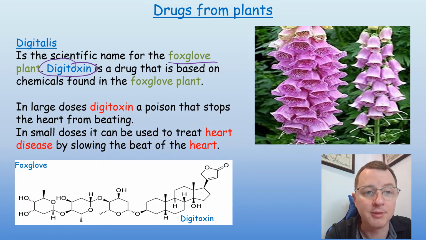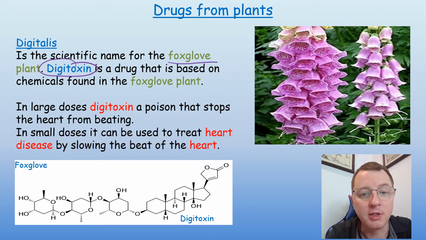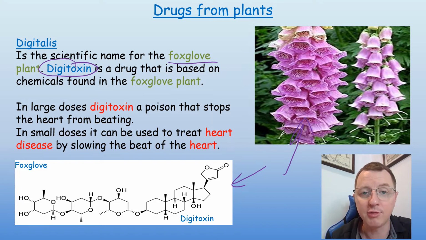Another example of medicines that are derived from plants is the medicine Digitoxin, which comes from the foxglove plant. Now in large doses, Digitoxin is a poison that will stop your heart beating. But in small doses, Digitoxin can be used to treat heart disease by slowing the beat of the heart. And in fact, here is the chemical structure of Digitoxin and the foxglove plant that it's derived from.